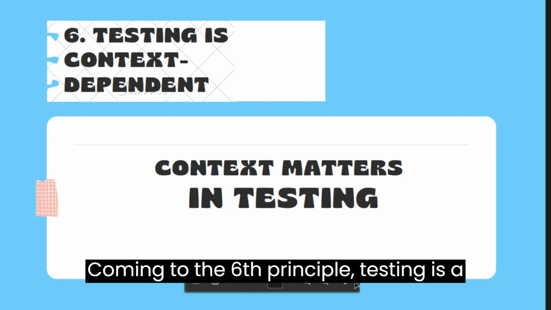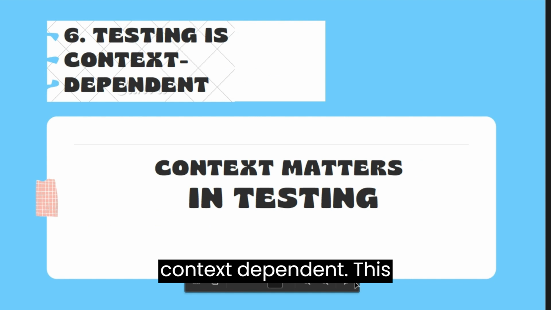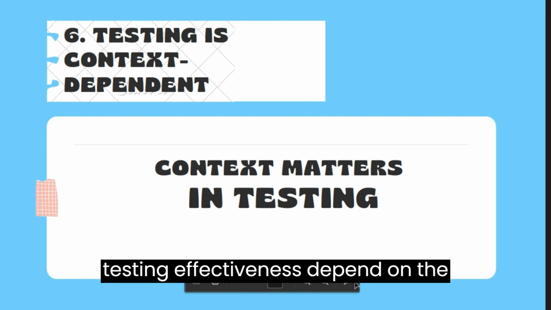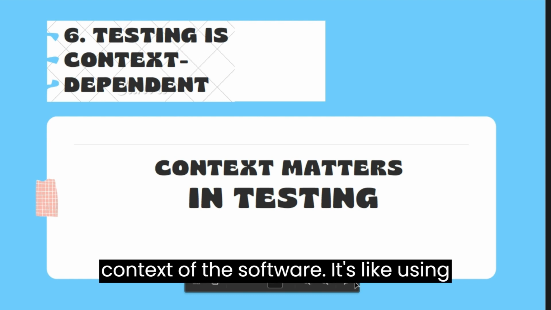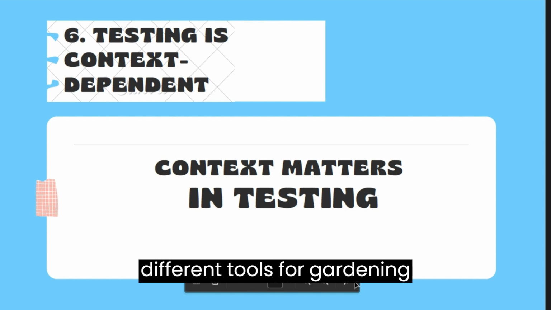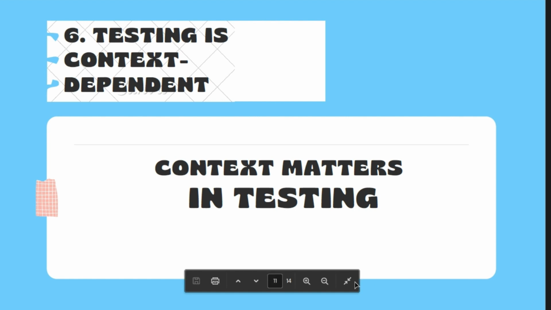Coming to the sixth principle, testing is context dependent. This principle recognizes that testing effectiveness depends on the context of the software. It's like using different tools for gardening and carpentry, the right tool for the job.